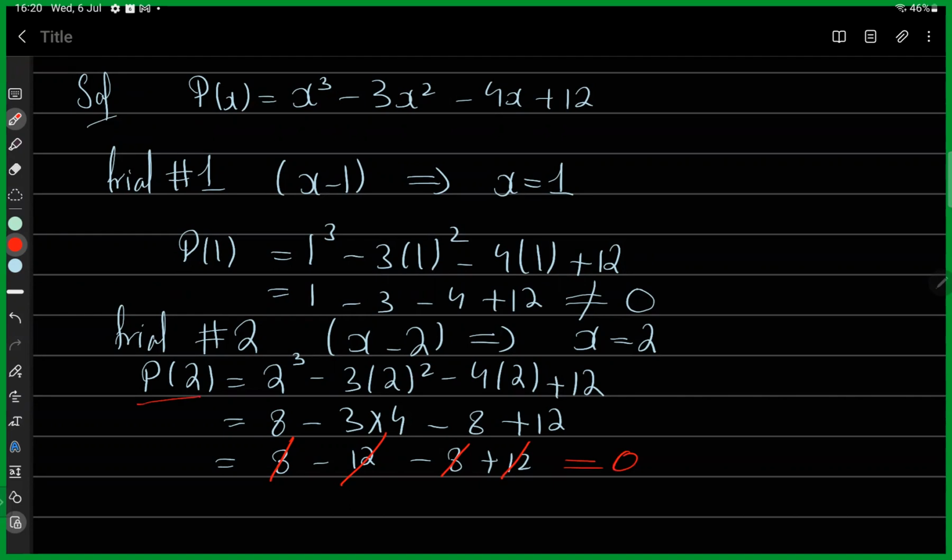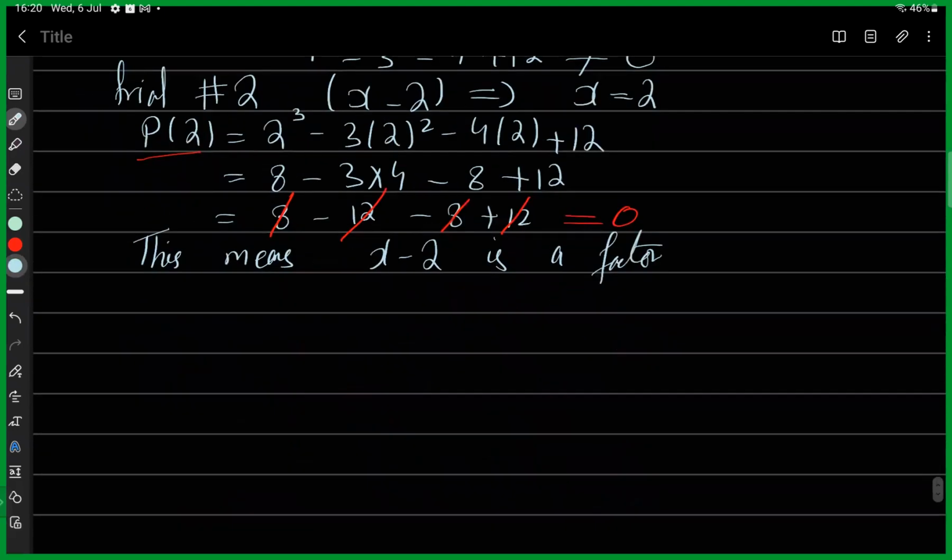If P of 2 is giving you 0, this certainly means x minus 2 is a factor. Now, once we have one factor, for the other two factors you can either plug in random numbers like -1, -2, 2, 0, stuff like that, or you can just do it by long division. We have already discussed long division. Let's try doing it through some other method.